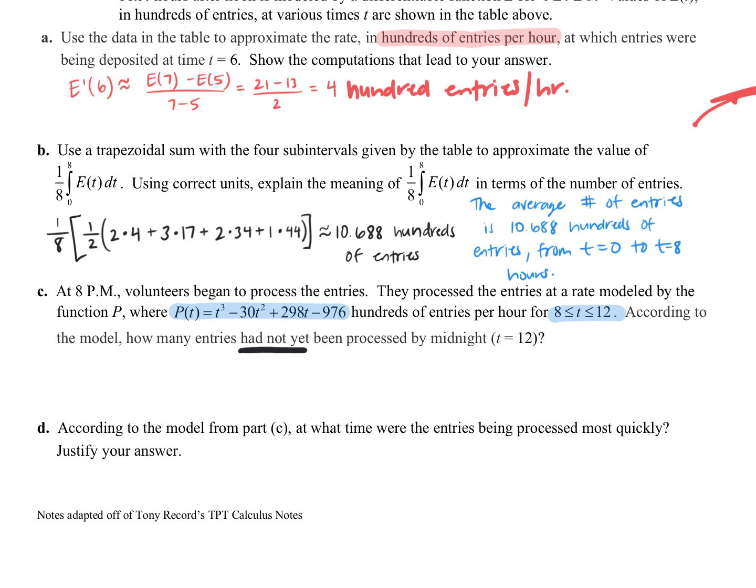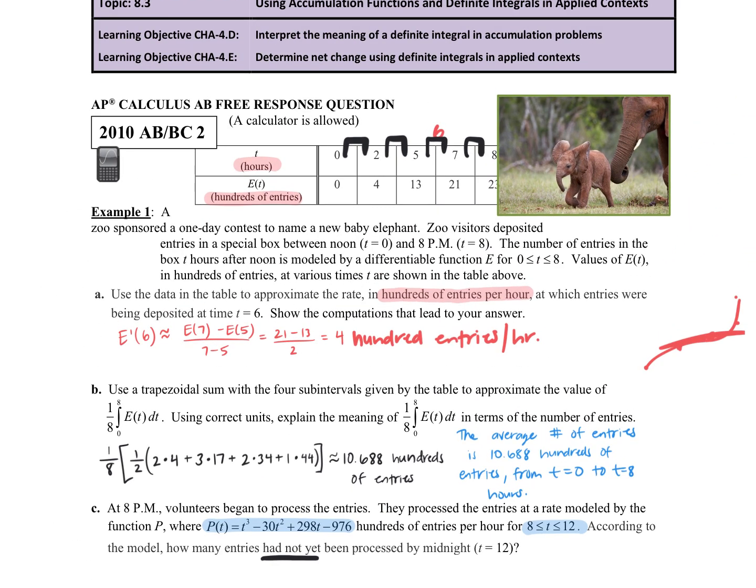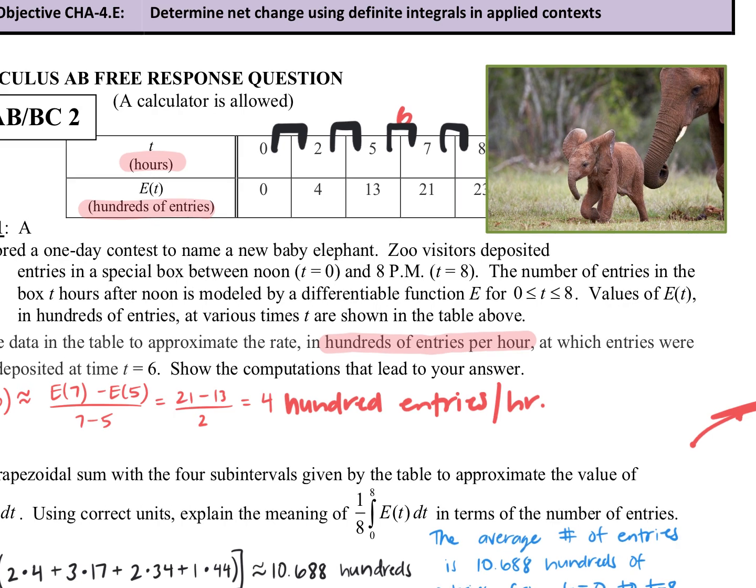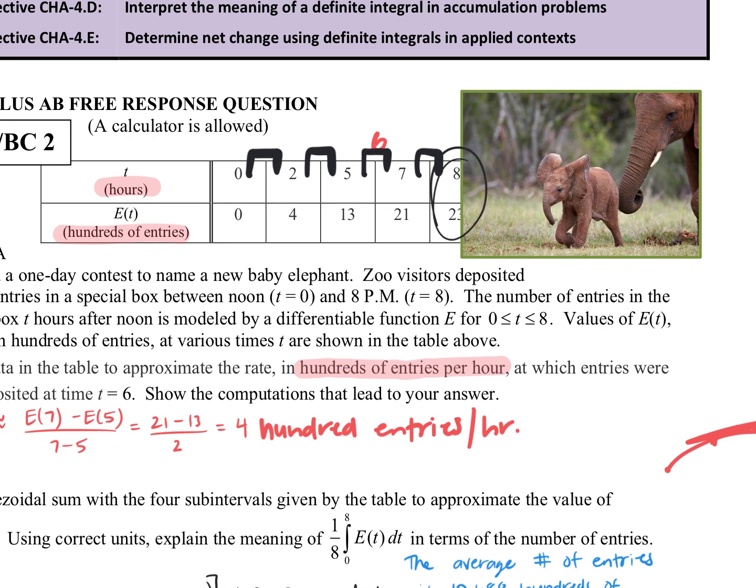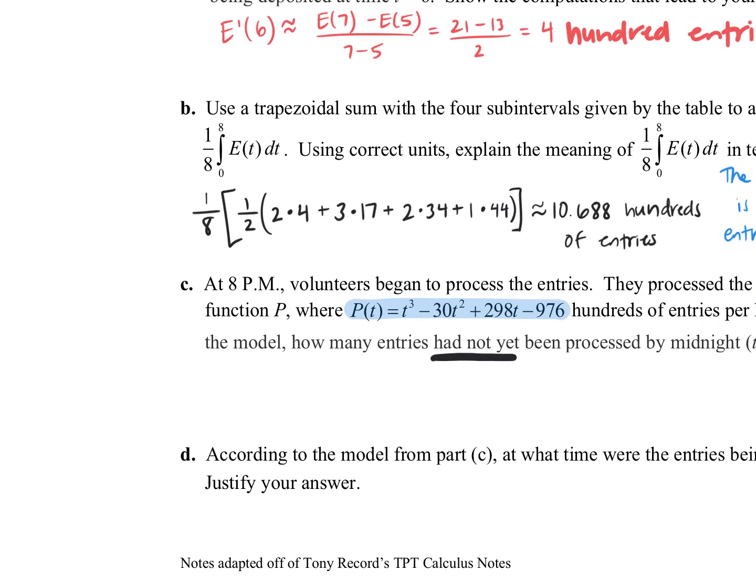So let's go back to the table here and look at time t equals 8. How many hundreds of entries were there at time t equals 8? 2,300, right? So originally they have 2,300 entries. Okay, they're only going to be able to process a certain amount per hour, right? They're not going to be able to process all of them right away. So I'm trying to figure out how many will not be processed by midnight.